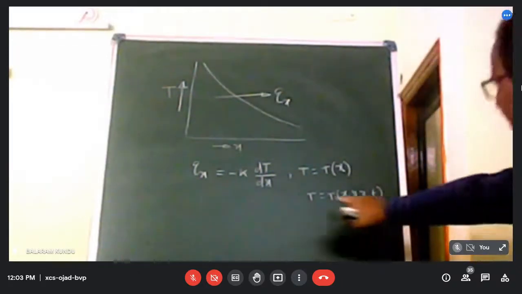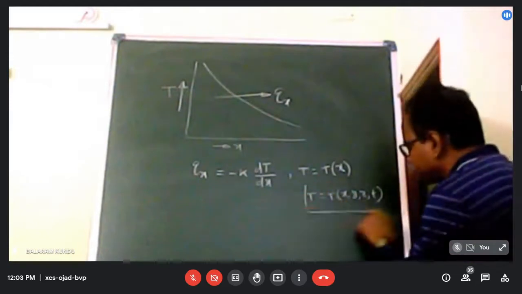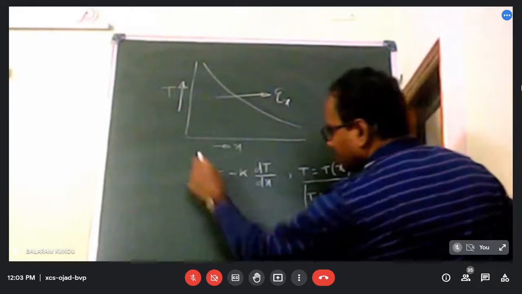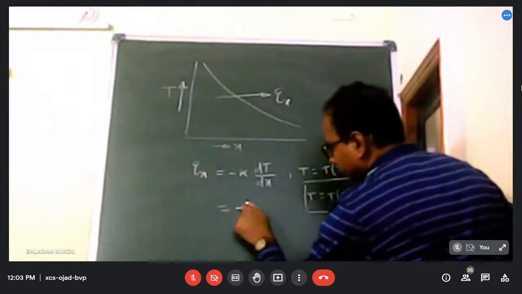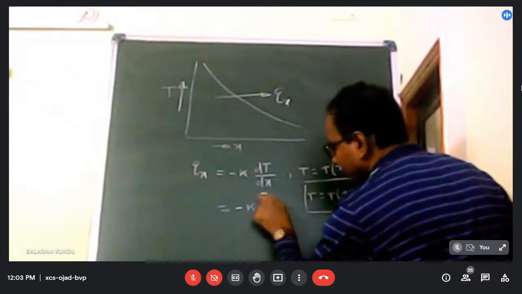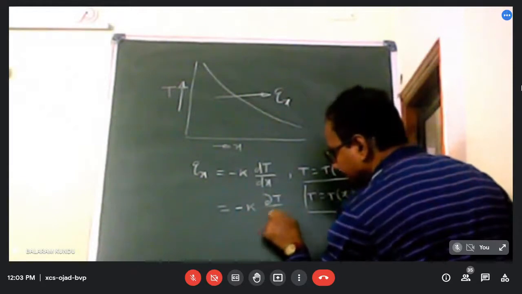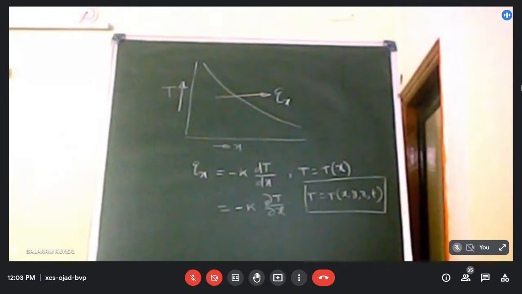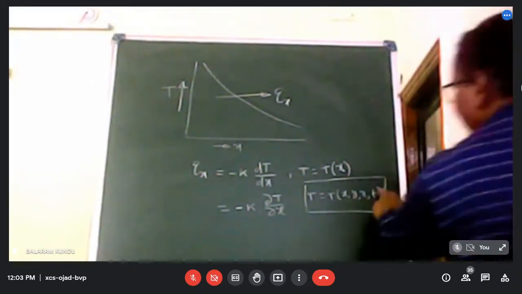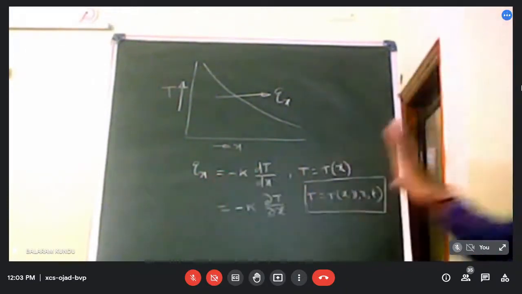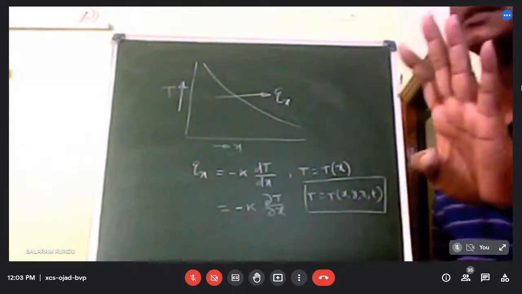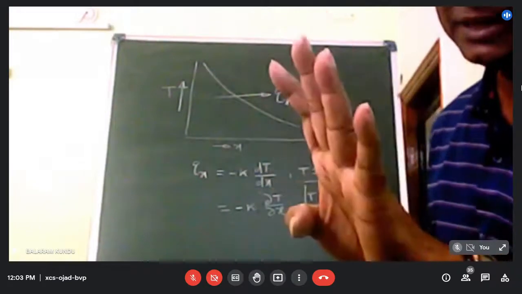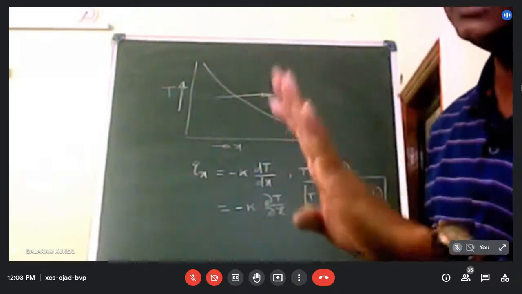So if we consider this temperature general expression, then your Fourier's law expression will be minus k into del T by del x. And this heat flux Qx depends on time t. So if you change the time t, then Qx changes.